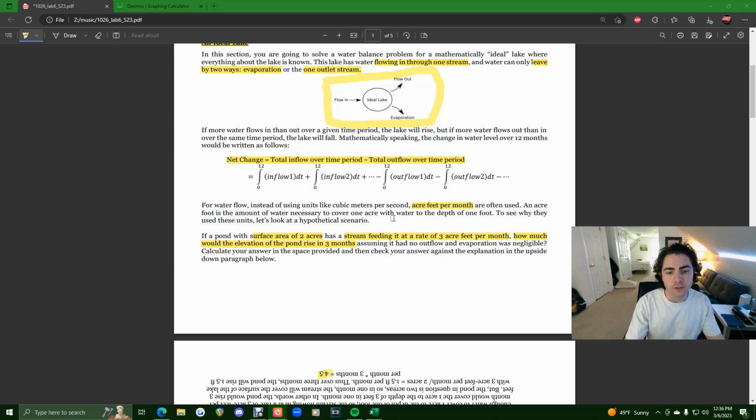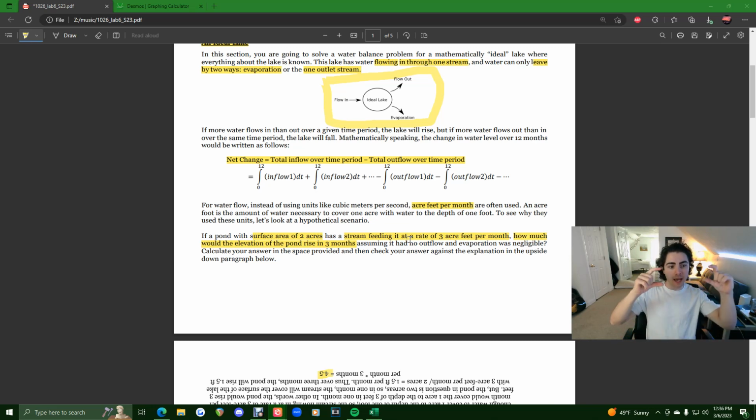Okay, so if the stream is feeding at a rate of 3 acre feet per month, they're asking about the change over 3 months. So first of all, if you're being fed 3 acre feet per month over 3 months, you would have 9 acre feet, 3 times 3. So if the acre feet has increased by 9, to find how the elevation of the pond would change, you would take the volume change, which would be the 9, divided by the number of acres.